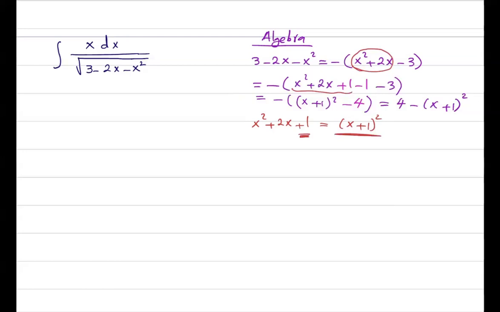This goes in the denominator. So we just reshaped the denominator: on the numerator you have just x dx, and on the denominator now you have the square root of 4 minus x plus 1 to the second power. How is it useful? What you can do is use u substitution and try to simplify this.